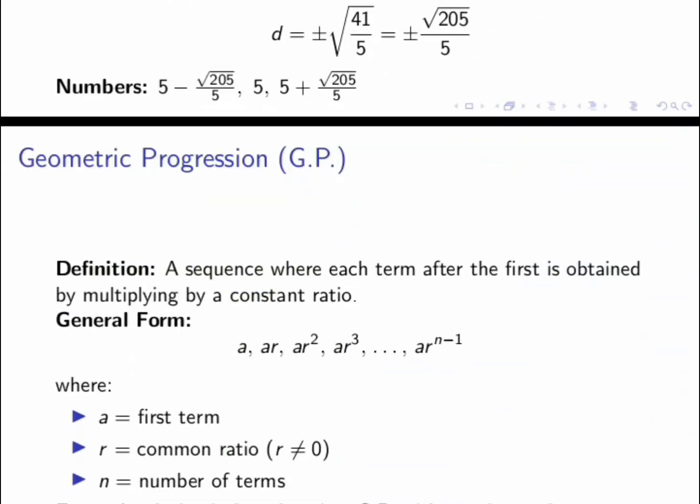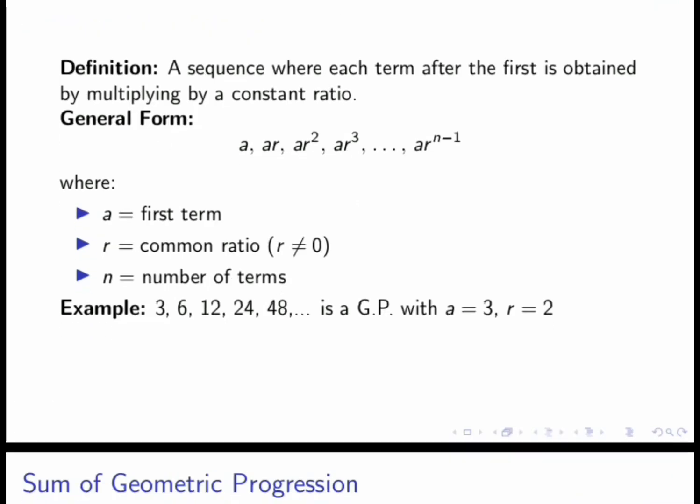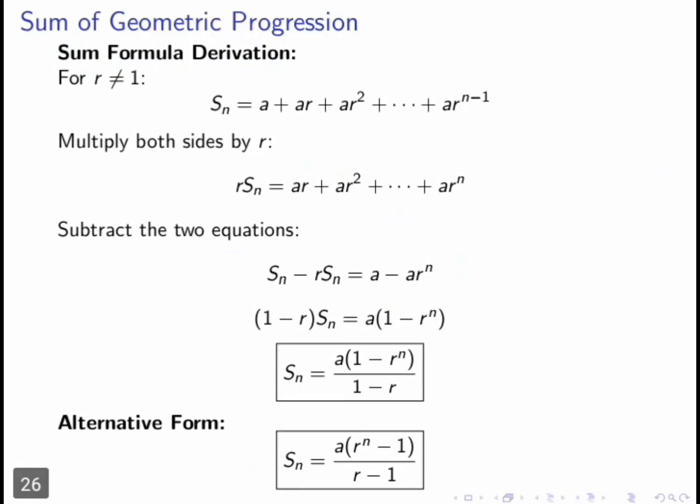Then we have geometric progression. Geometric progression is a sequence where each term after the first term is obtained by multiplying by a constant ratio. You see, in geometric progression we have a common ratio. In arithmetic progression we have a common difference. Are you getting it? And you can see that's the general formula. Then we have the sum of a GP.